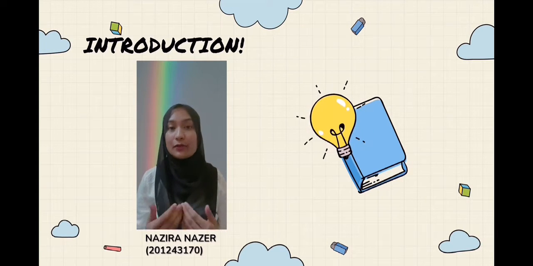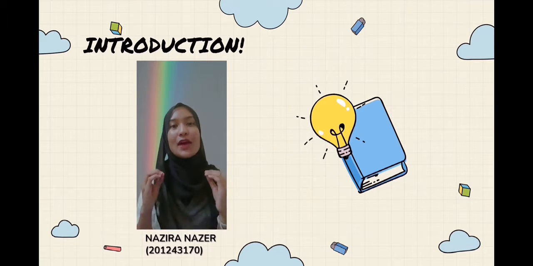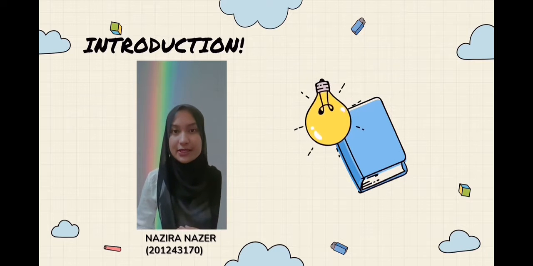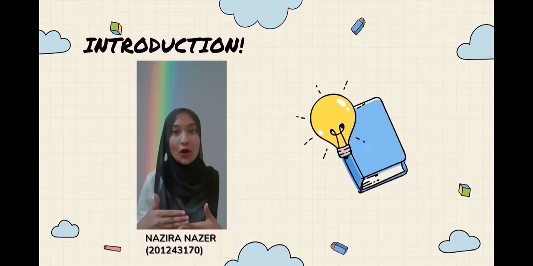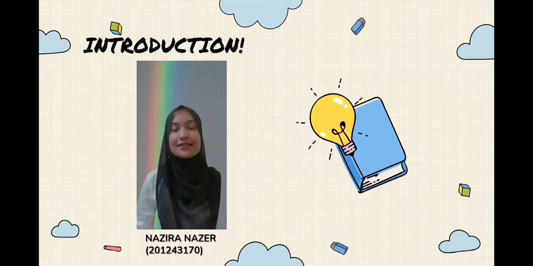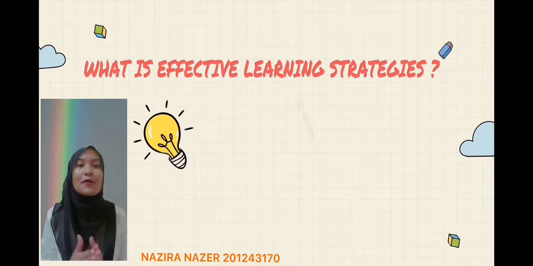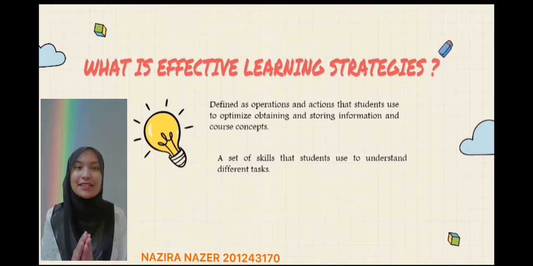Today I, with my group members, will present about effective learning strategies to help students improve their academic performance. Before we go directly to the point, let's get to know first what exactly effective learning strategies are. Learning strategies are defined as operations and actions that students use to optimize obtaining and storing information and course concepts. The ultimate goal of these strategies is that students can extract this information from memory to apply it.